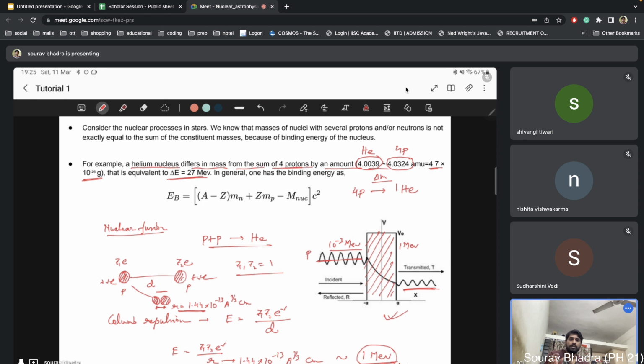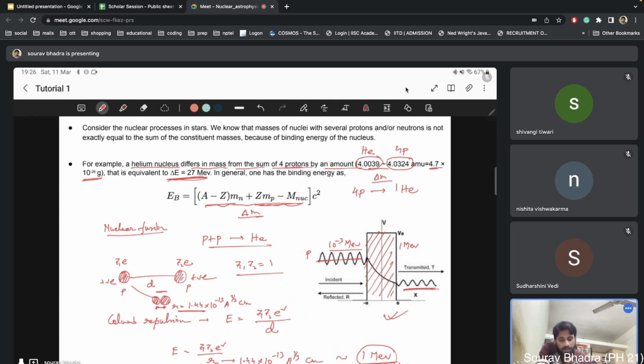So 4 protons will come closer and make a helium atom, and in that case that 27 MeV energy will be released. That 27 MeV is the source of the energy of the sun, of the star. So that's why nuclear energy comes to be. Here you can calculate how much the delta m is; this is the delta m calculated by this expression.